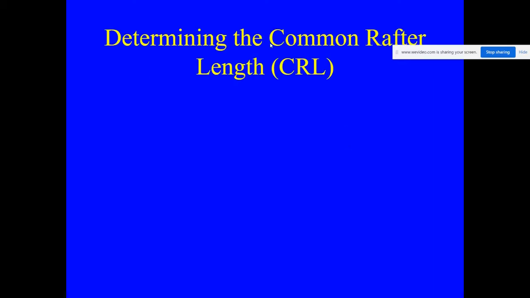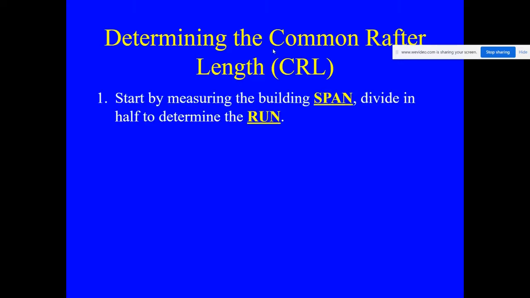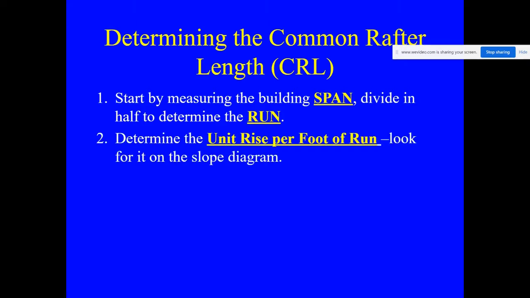And so the biggest calculation we're going to do is figuring out what the length of the common rafter is. There's a process to do this. You're usually given the span, which is the outside edge of the wall to the outside edge of the other wall. You have to find the run by remembering that run is half of the span. You need to then figure out the unit rise per foot of run.